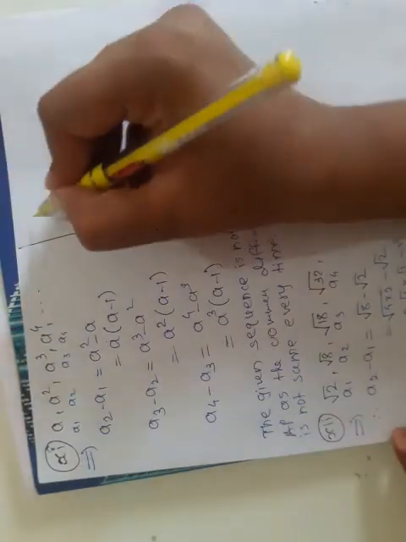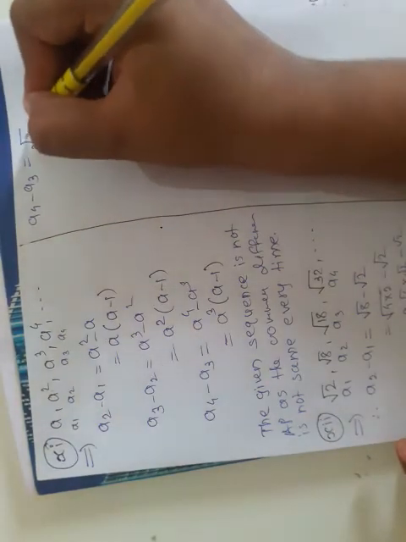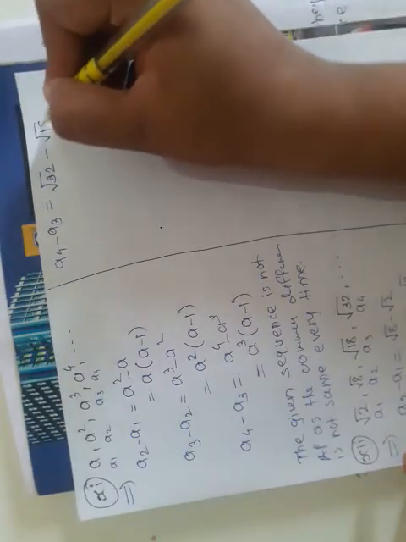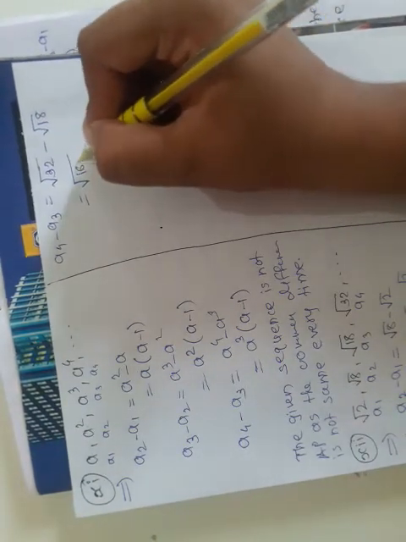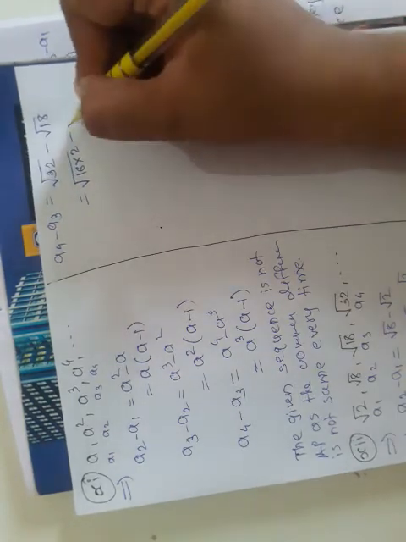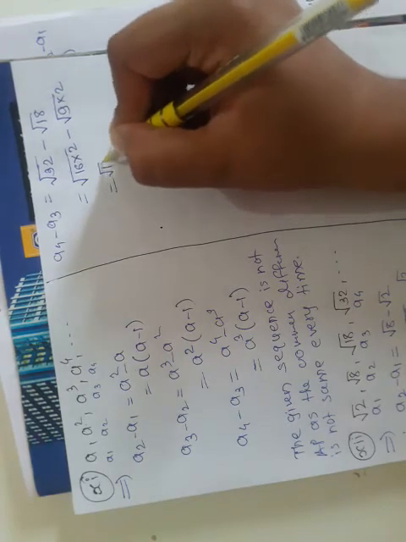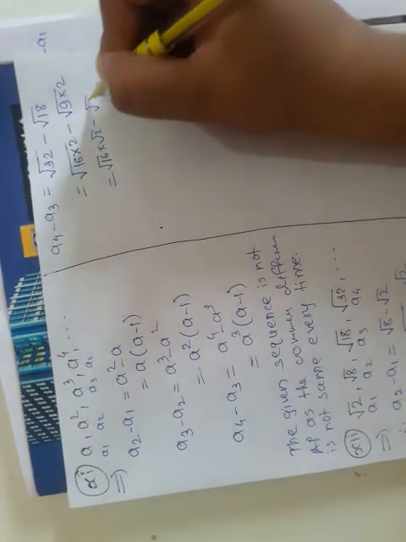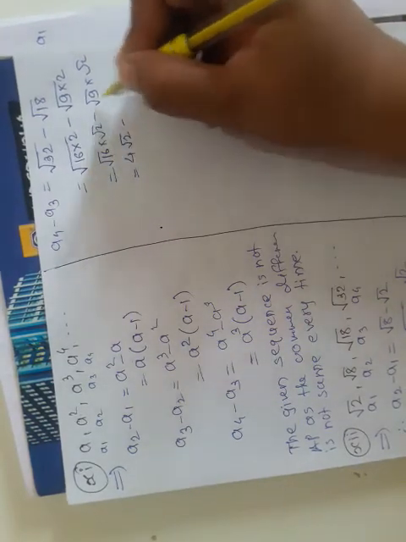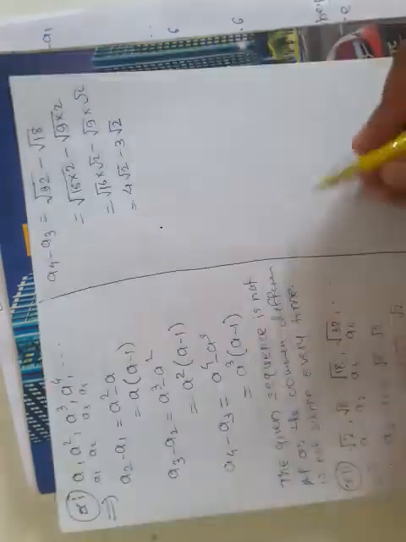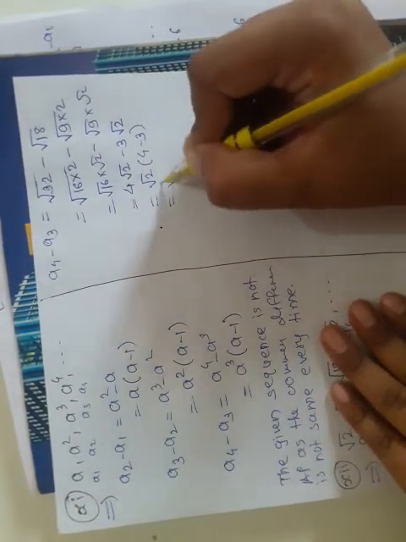Okay, now again a4 minus a3. Okay, a4 minus a3, a4 is root 32. Root 32 minus root 18. Okay, again root 32 means what? Root 32 under root of 16 into 2 minus root 18, again 9 into 2, which is equal to root 16. Again separate them, root 16 into root 2 minus root 9 into root 2, which is equal to root 16 is 4 and root 2 minus root 9 is 3 and this root 2 is multiplied there. Again root 2 is common, so take it as common. In bracket 4 minus 3 is remaining, which is equal to root 2.